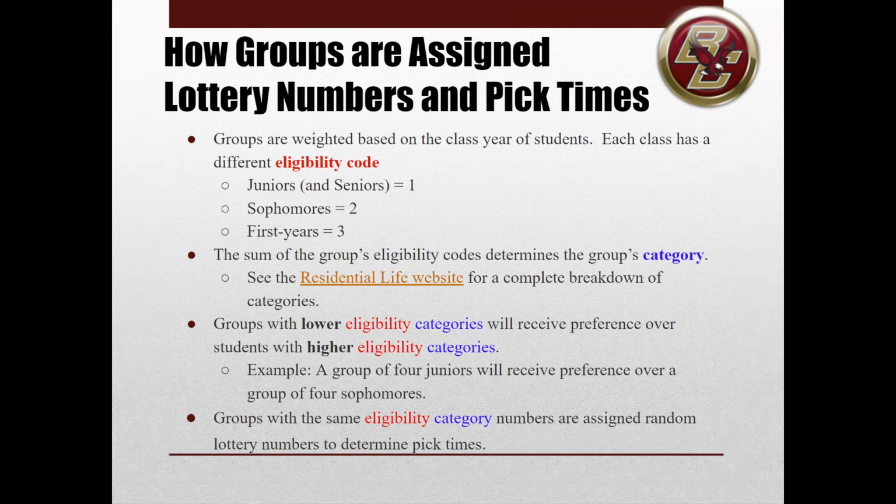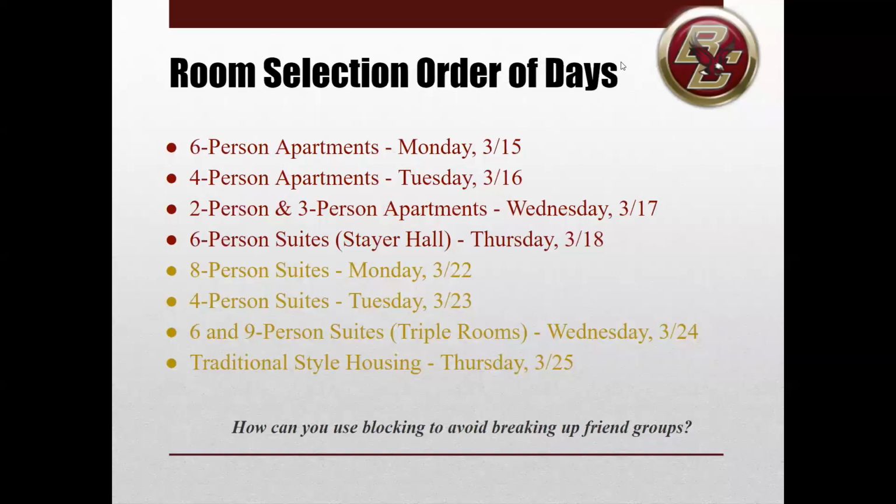Groups with a lower eligibility category will receive preference over students with a higher eligibility category. So it's kind of like golf. The juniors will always pick over the sophomores, and the sophomores will always pick over the first year students. Groups with the same eligibility category numbers are assigned to random lottery numbers to determine their pick times. Here is the order of the room selection days. The first 4 days are typically for juniors, and the last 4 days are typically for first year students.